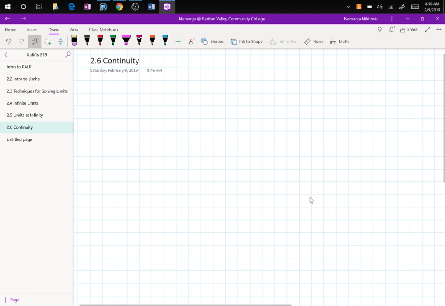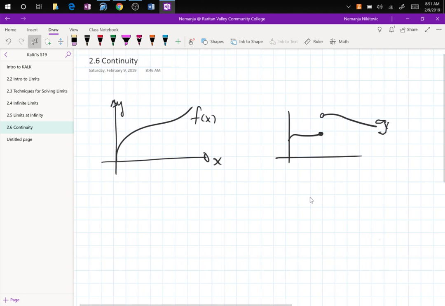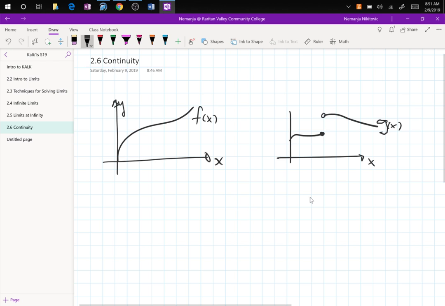Now, a lot of people are looking at continuity as an unbroken line function that you can draw in one shot. That's not all of the story, but it covers most of the cases. So visually, if I have something like this, then we would say f of x is continuous. And if we have something like this, say g of x, we'll say g of x is not continuous, or discontinuous.